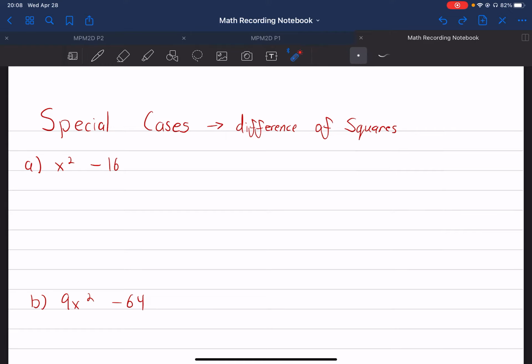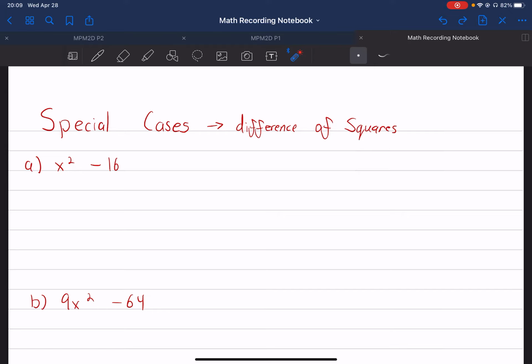What's special about this particular one here is you'll notice that there's no BX, there's nothing here. That X value is missing. But what you can notice here is that we have an x squared and a 16. You could still do this the P and S way, that product sum way. Your product would be negative 16, but your sum would just equal 0.